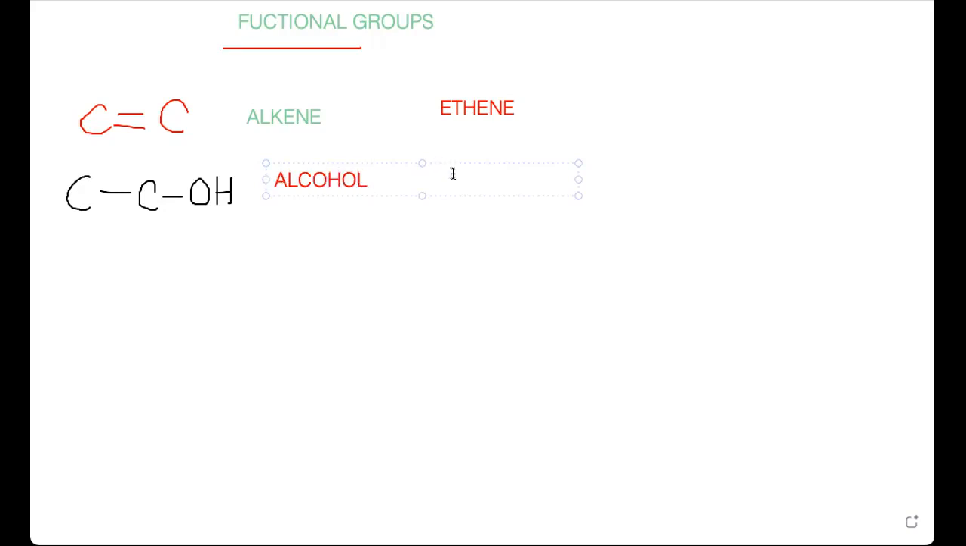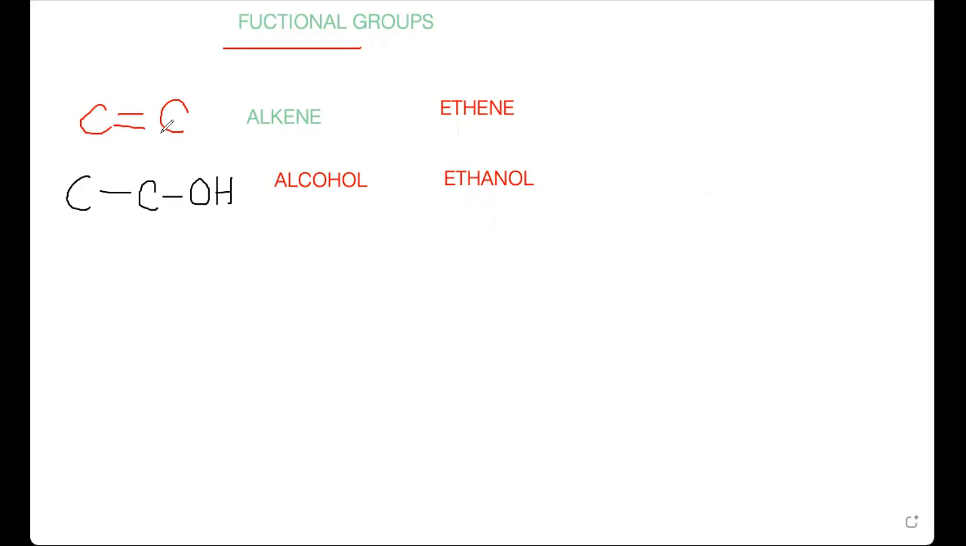And what is the name of this compound? Because you should know how to write the name. This is ethanol, butanol, propanol. It depends on how much carbon you are using. This is ethanol, alcohol, ethanol. Okay. Let's move to the next one.